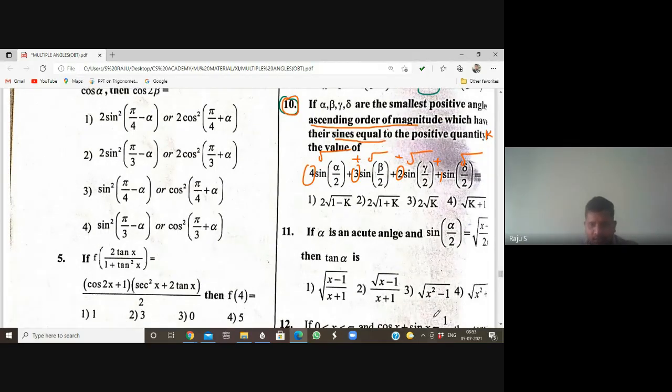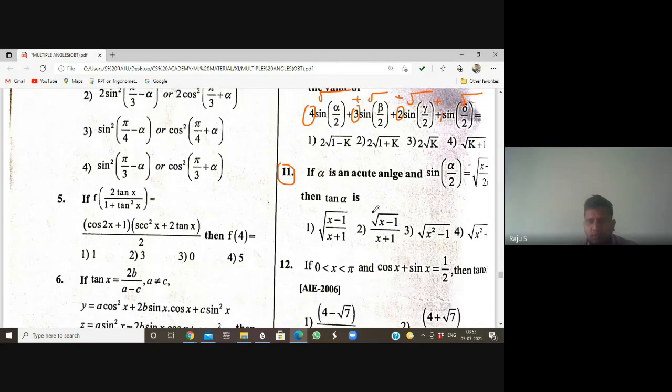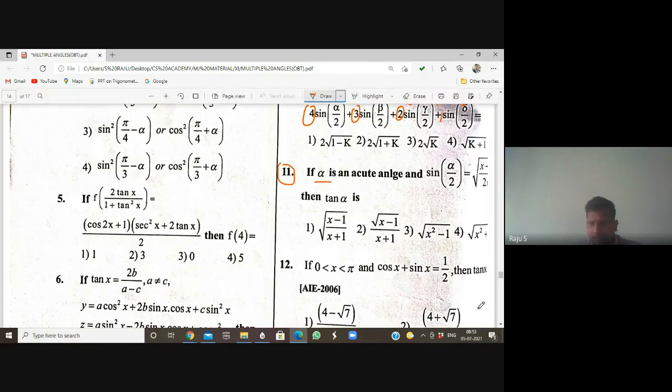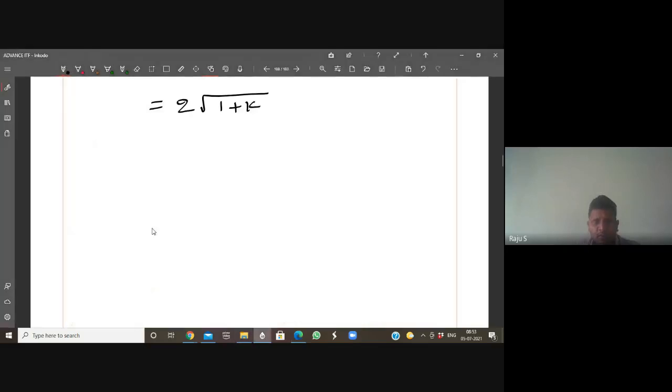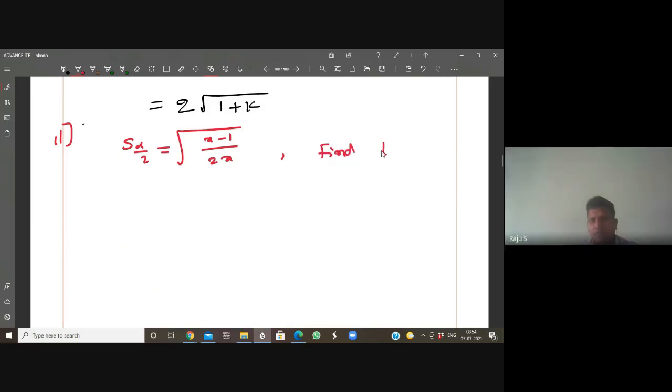Okay, students, right now, the next one we'll do fast. Question number 11. What is given? Sin alpha by 2 equals root of x minus 1 by 2x. Then find what? Find tan alpha. Okay, right.